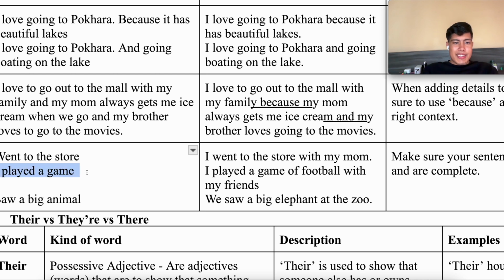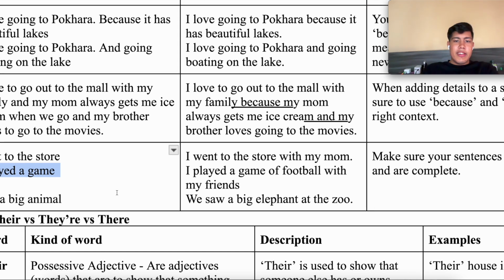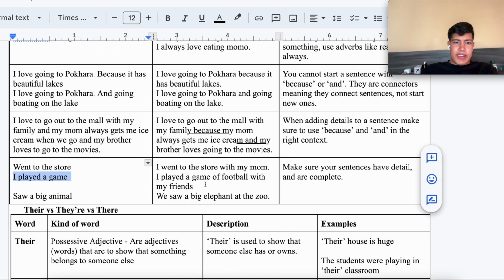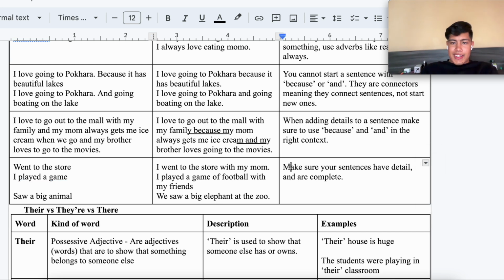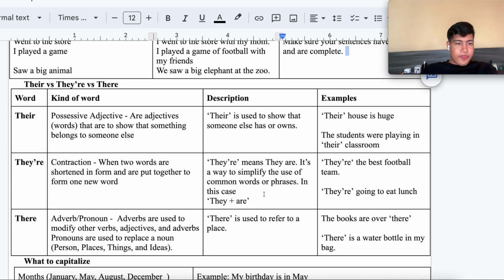When you use these short sentences, you guys almost always repeat in your essays or your paragraphs, because if you just say "I played a game," you can use that in 15 different sentences in 15 different ways, but it's not really an example of good writing. It's pretty bland. It's pretty boring. It doesn't include any details. It doesn't give the reader any information. You want to provide information when you're writing a sentence, and a sentence like "went to the store," or "I played a game," or "saw a big animal" provides no information. You want some detail and information when you write. So, like I said here, make sure your sentences have detail and are complete.